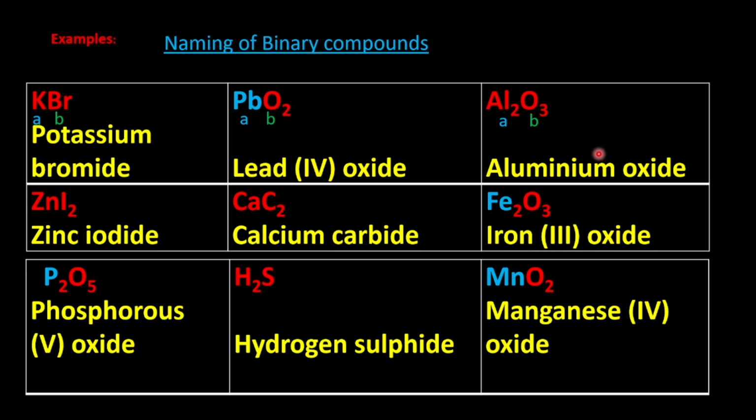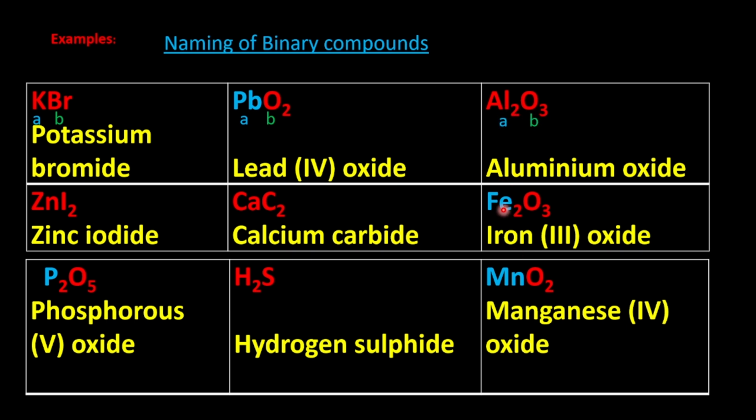Good. Now let's look at the third one here. From A, you move to B. A here, which is aluminium, is it fixed? Yes, it is. So there is no need considering the numbers here. So from A, you move to B. So this one becomes aluminium oxide.